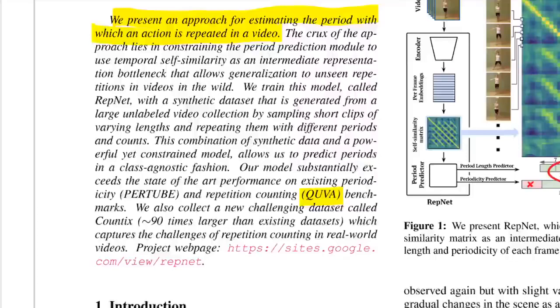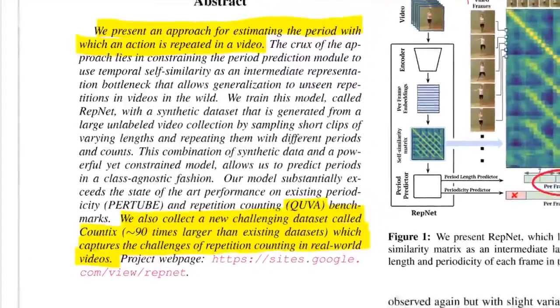So they build, we also collect a new challenging data set called Countix, which is 90 times larger than existing data sets, which captures the challenges of repetition counting in real-world videos. And that actually consists of a train and test split. So you can also train a system using it. Let's dive into the architecture.